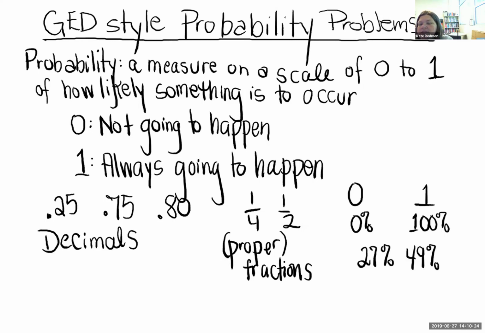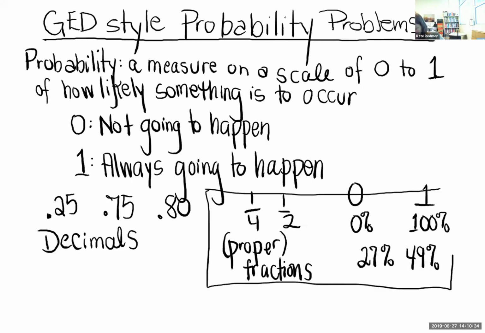So probabilities can be expressed as a decimal, a fraction, or a percent. In my college classes, I had to do it all 3 ways, but most commonly on the GED, I've seen it as a fraction or a percent. And so those are the 2 ways we're going to be looking at it today. So all of our answers will be either fractions or percents that range from 0 to 1. They get no bigger than 1, no smaller than 0.